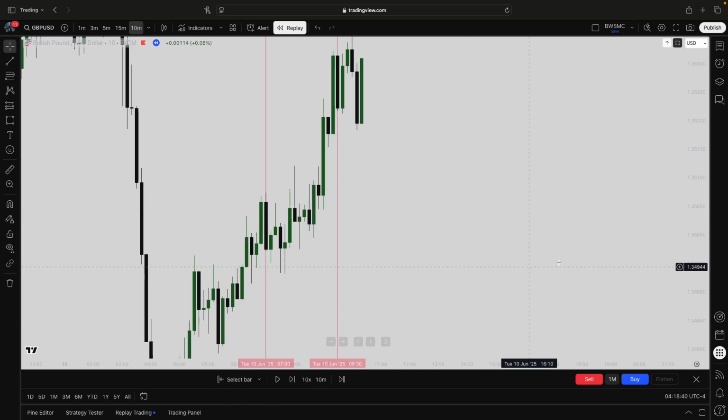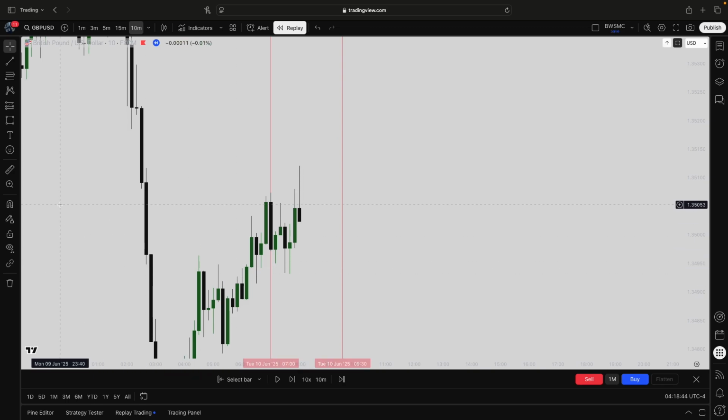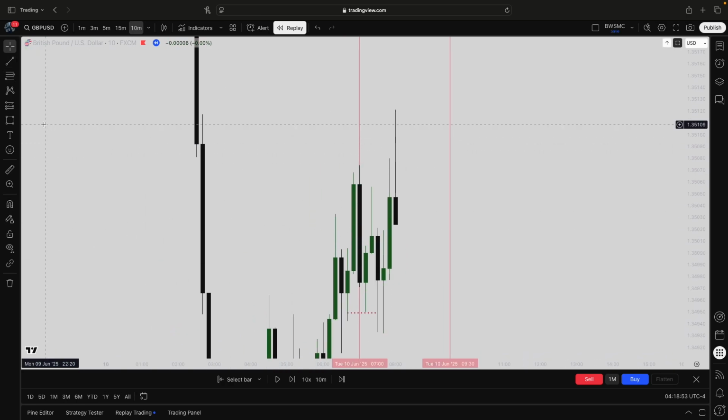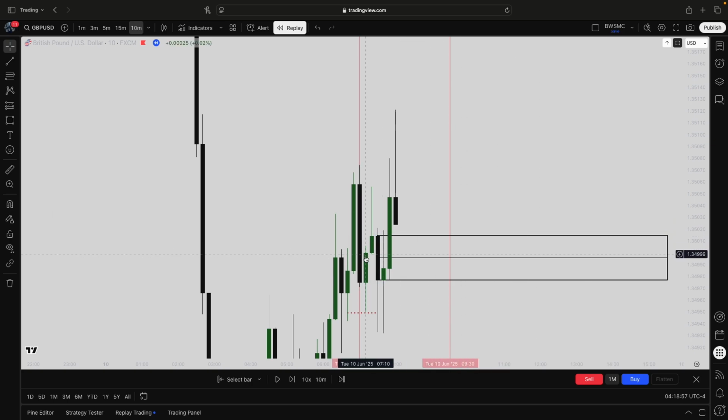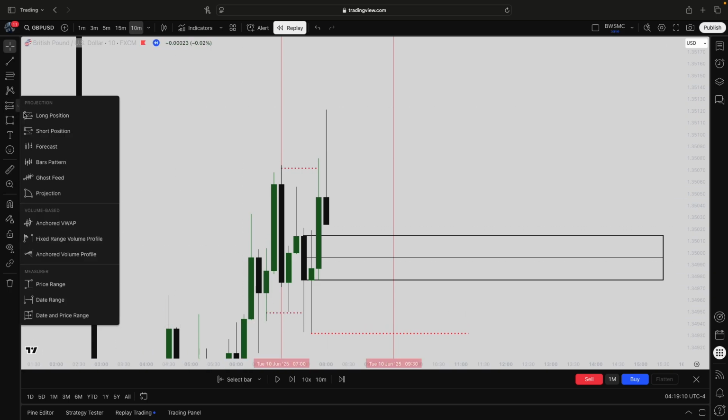What you want to do now is identify an entry point. Let's say we have a liquidity sweep right here. We could say price took out this liquidity point. What we can do now is mark out the area where we can enter from. So here's a 10-minute order block. You can see it follows all the rules. It did take this high right here, and we also have the rejection of this low. So it's following all the rules, and it seems to be a good area to enter from.